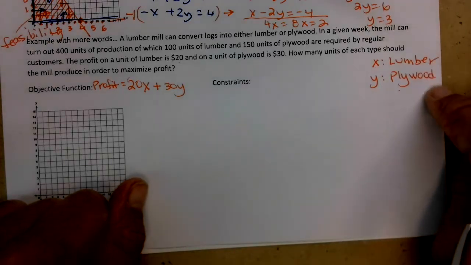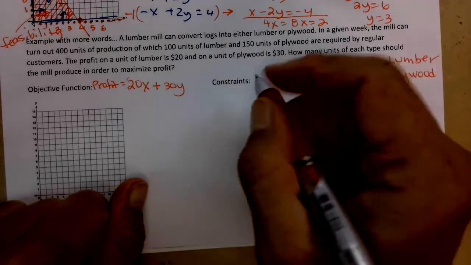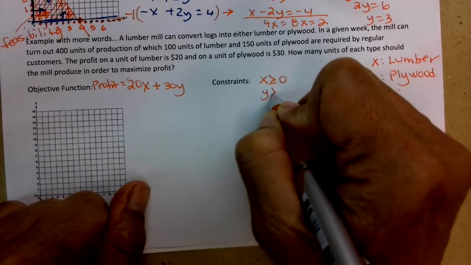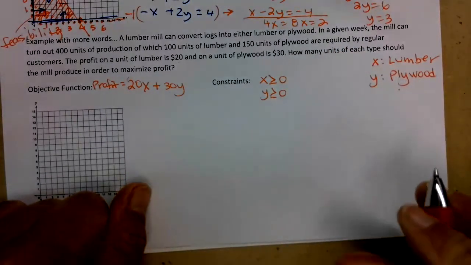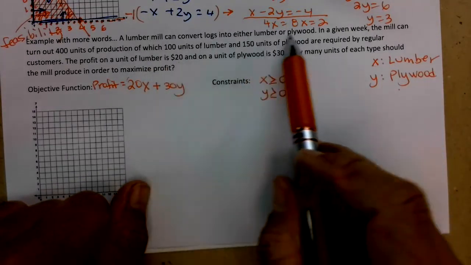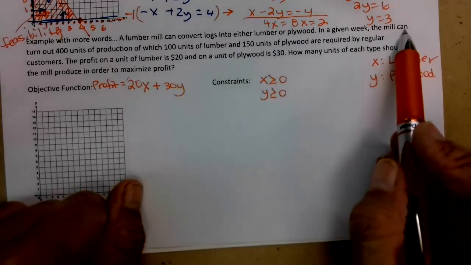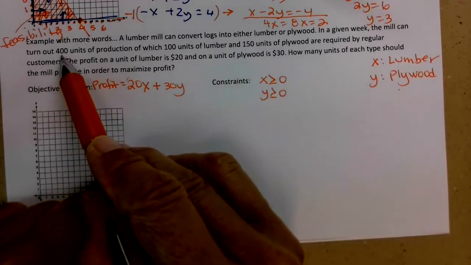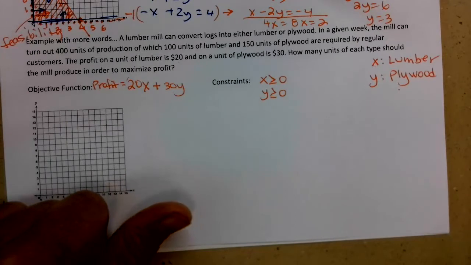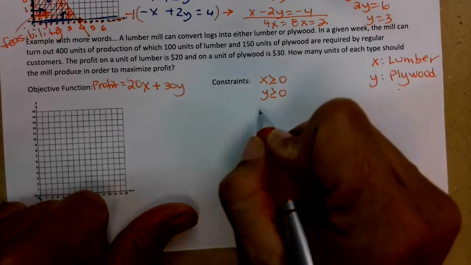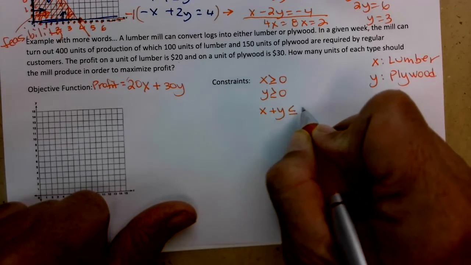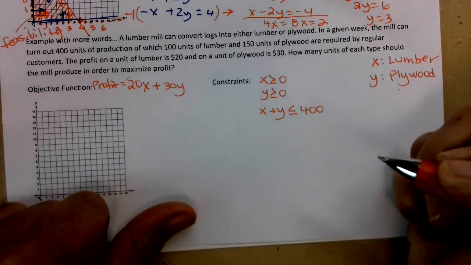So now let's think about those constraints. Again, can't be negative, so we'll put those up here. x has to be greater than or equal to 0. y is greater than or equal to 0. And now let's go back and read carefully. In a given week, the mill can turn out 400 units of production. That's a constraint, the 400. So that's the total of x plus y, right? The most they can do is produce 400 units.